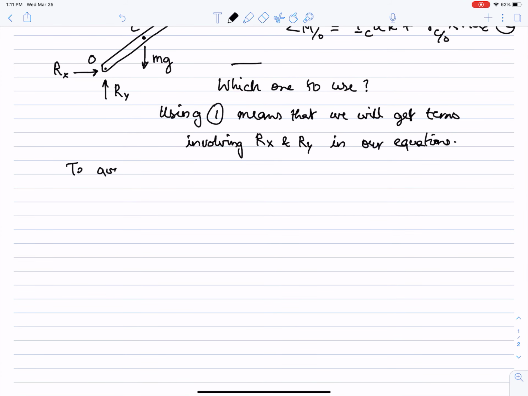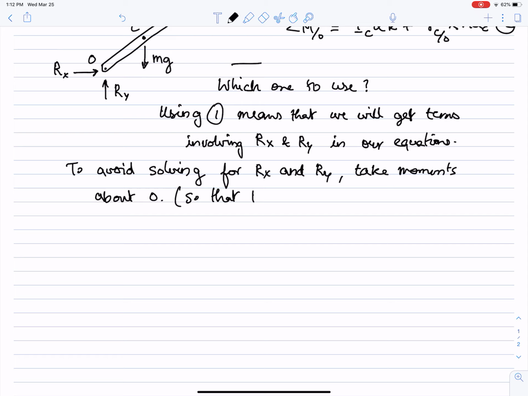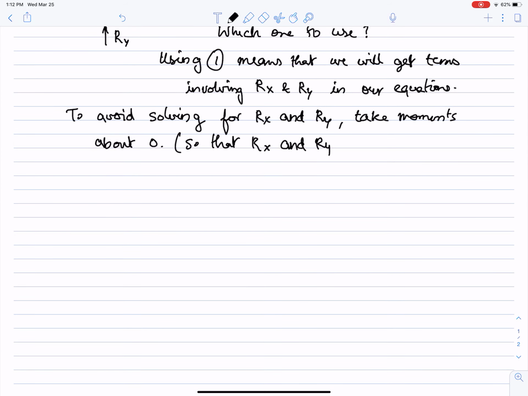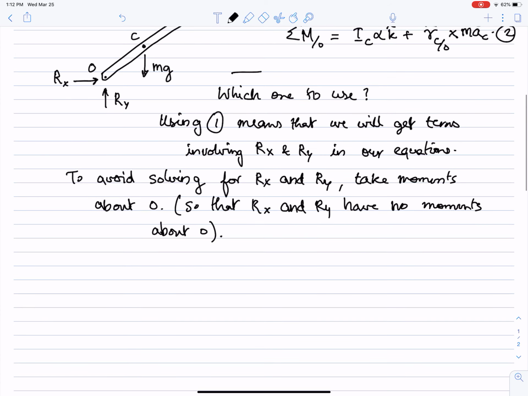To avoid solving for Rx and Ry, take moments about O, so that Rx and Ry have no moments about O. Okay, so use equation 2.